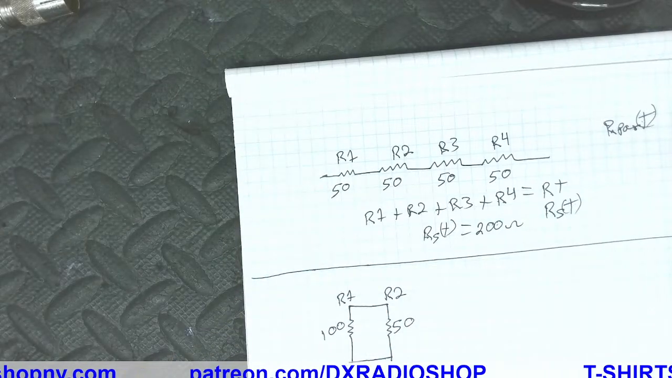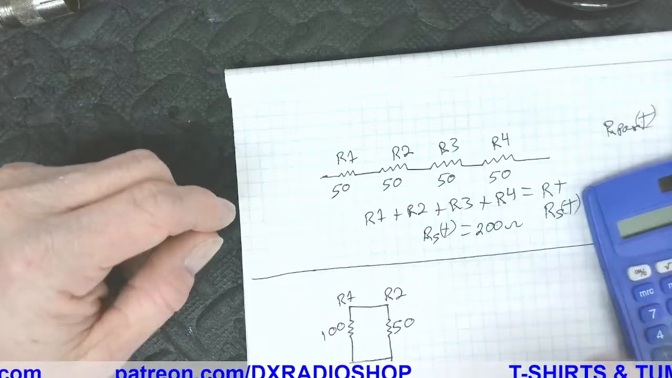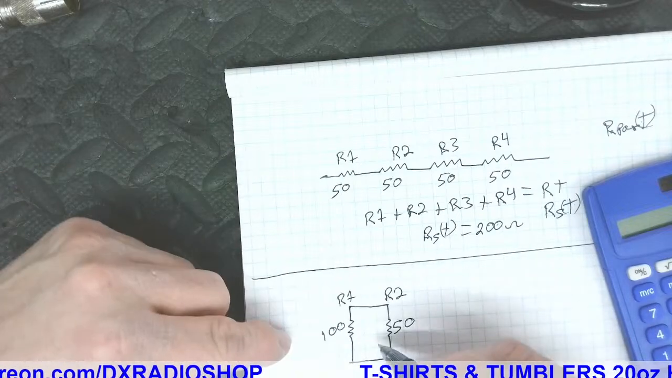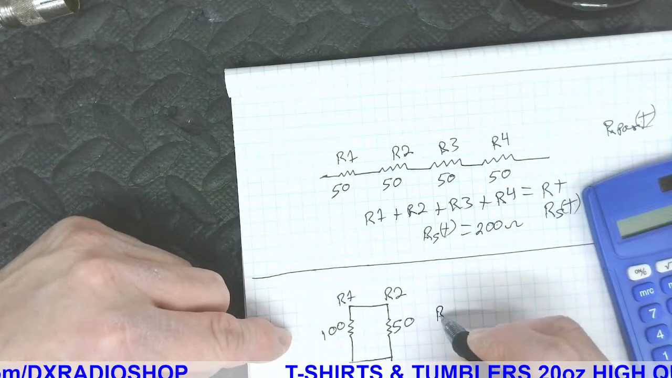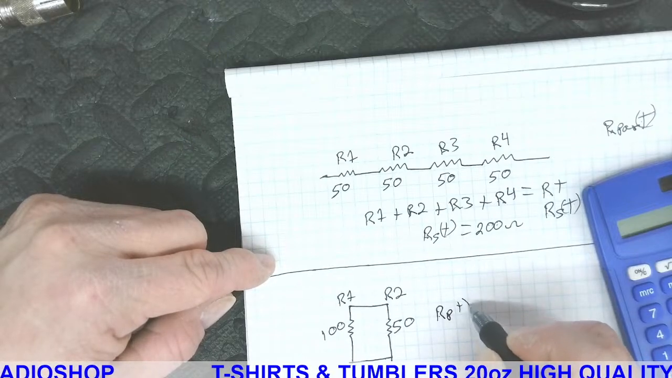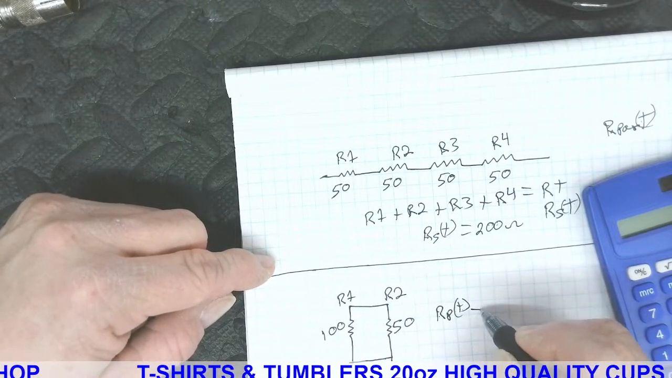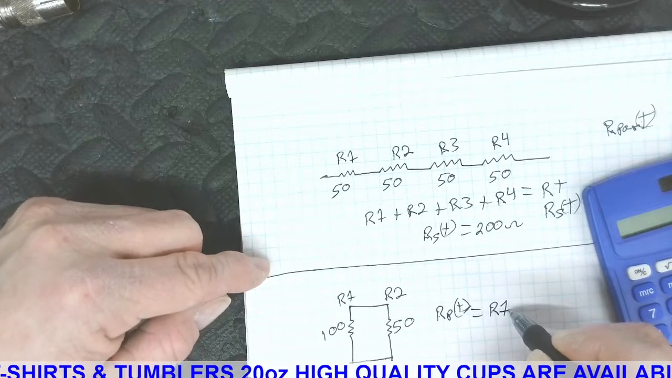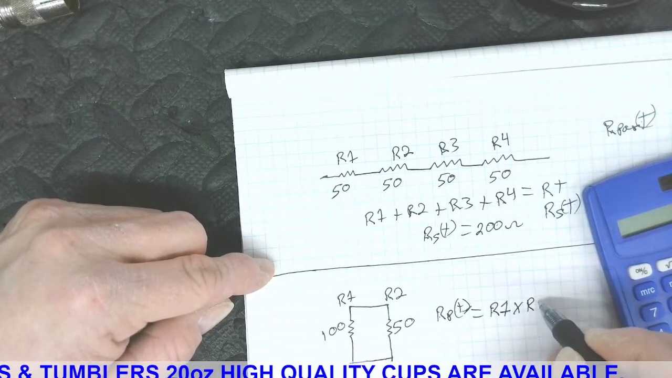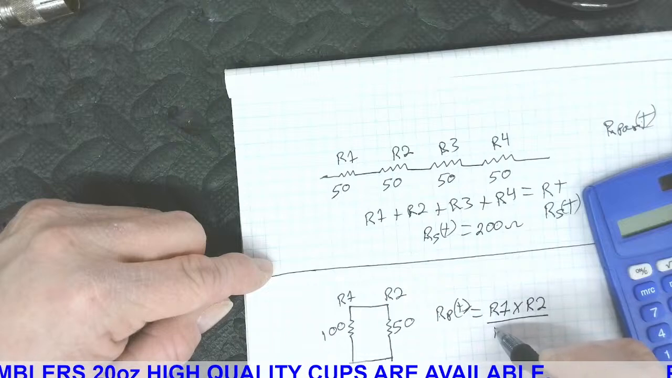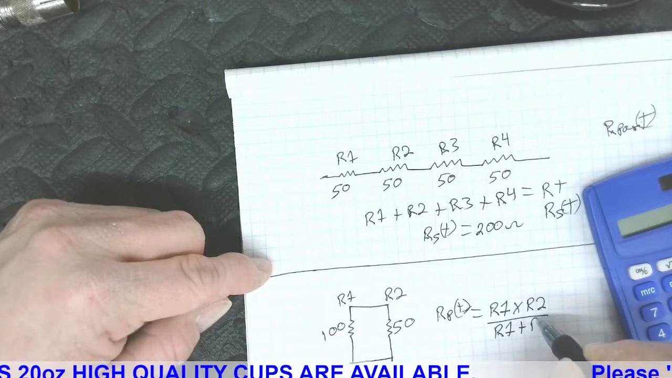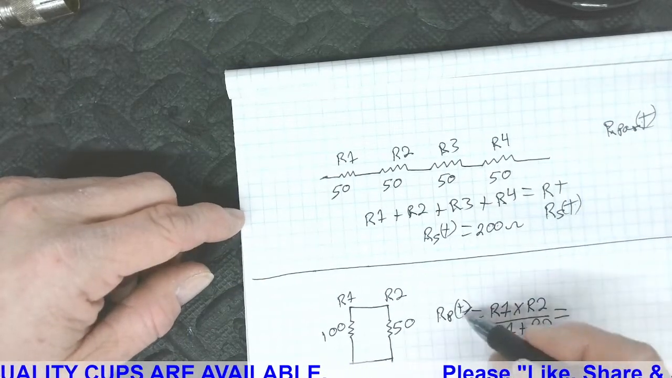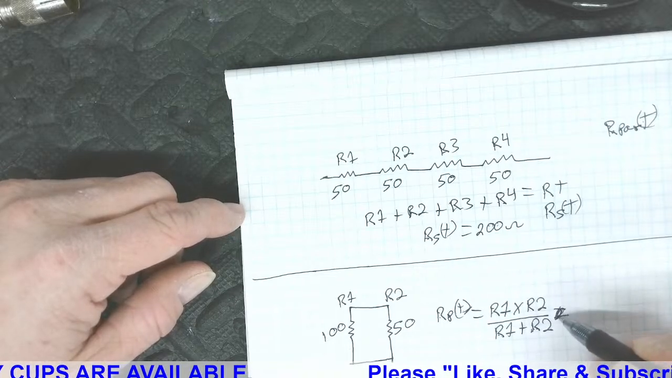Okay. Now you get your handy dandy calculator. What we're going to do here is we're looking for the value of what this is going to be. So what we're looking to do here is going to be RPT, which is parallel total, equals R1 times R2 divided by R1 plus R2.